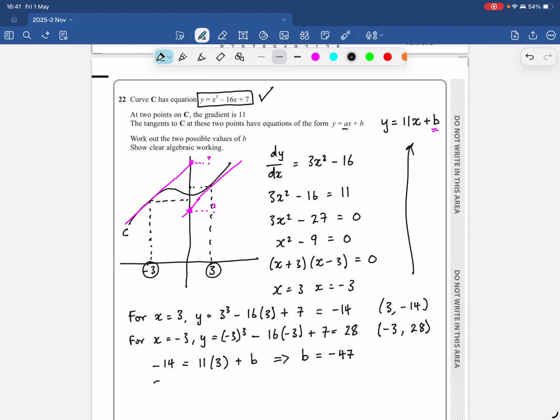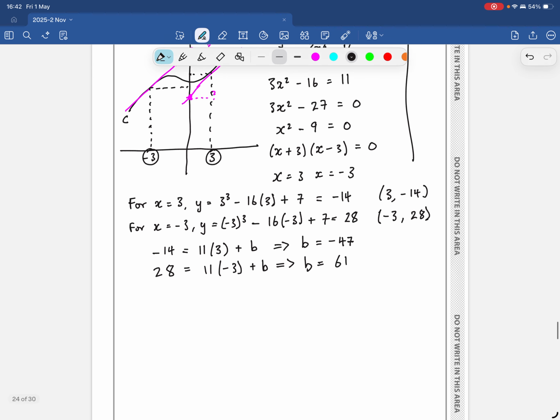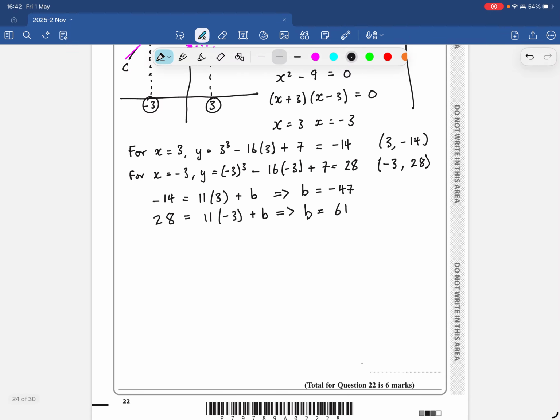And then we've got another one where it's 28 equals 11 lots of minus 3 plus b, and that implies that, let's get this right, this is going to give us minus 33, so we're going to have to add 33 to both sides, and 28 plus 33 is 61. So this implies that b equals 61, and they're the two values of b that we could possibly have, minus 47 and 61.